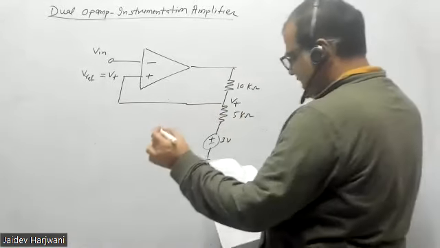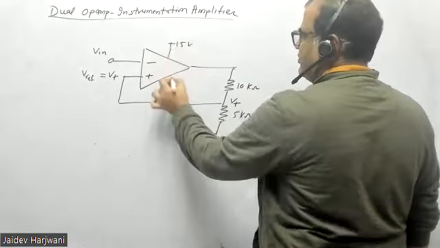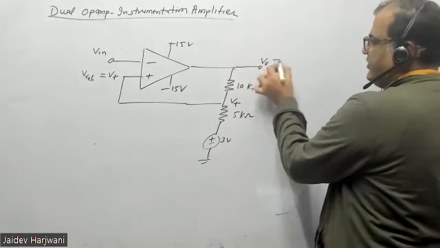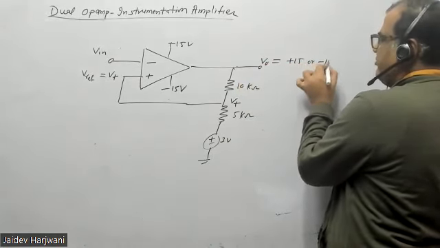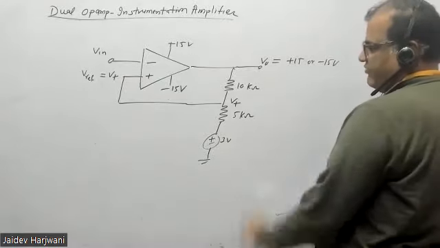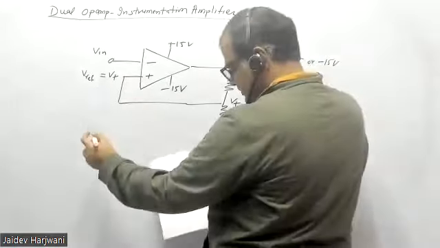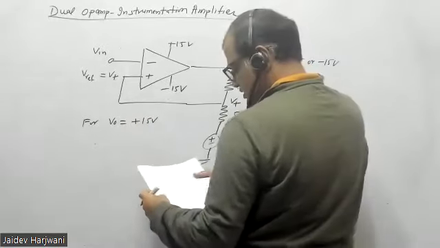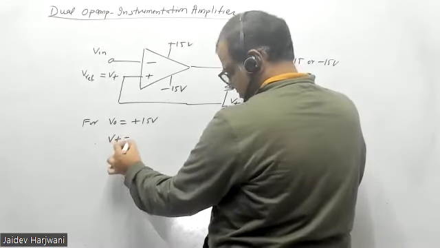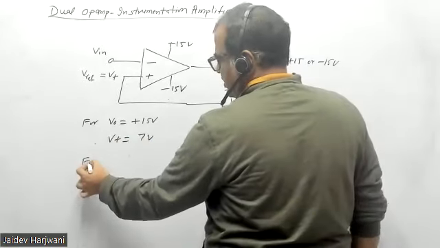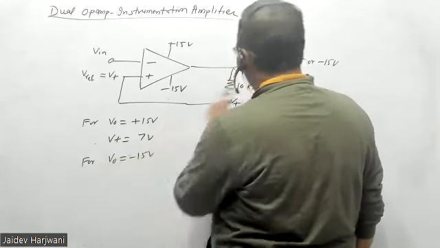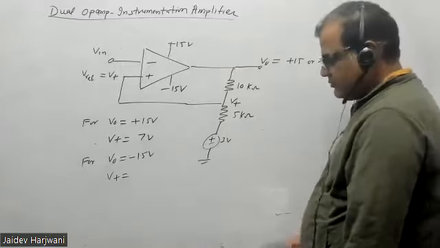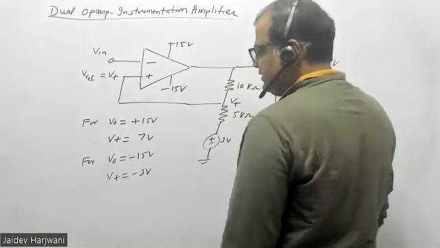Now the biasing was given plus 15 to minus 15 volt. Now your V naught can be plus 15 or minus 15 volt. If you take plus 15, then the output was coming V plus, for V naught equals plus 15 volt saturation. Yesterday we calculated my V plus was coming 7 volt, and for V naught equals minus 15 volt, if I take, then my V plus was coming how much? Minus 3 volt. Yesterday we have seen, and these are the limits.